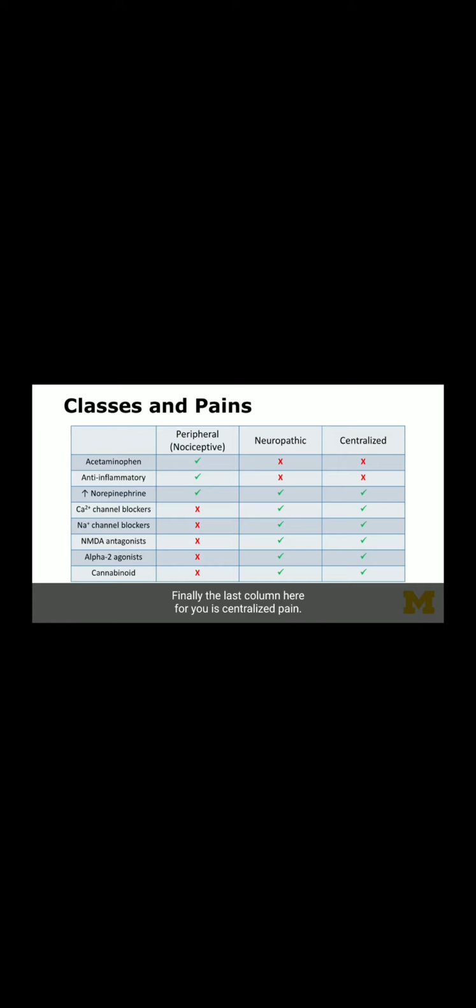And then finally, the last column here for you is centralized pain. Centralized pain, the classic example that you can think of is fibromyalgia. And really what these pain conditions are is that the pain is out of proportion from any physical exam findings. What the patient experiences is absolutely real. What they feel is real. They have a legitimate reason for having pain, but certain medications are going to make that type of pain worse based on how it processes in the body, and other medications are going to make that pain better.